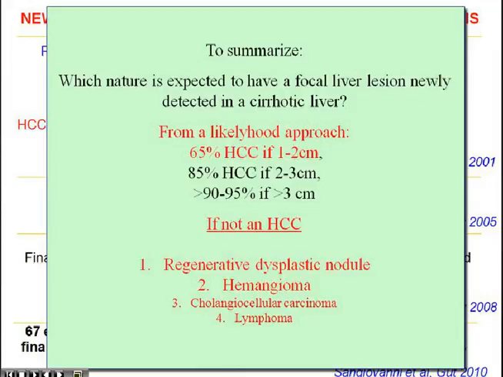So when you see a lesion, you should start from the point that this is a cancer. I have to demonstrate otherwise that this is not a cancer. I have to be certain. And finally, if it is not an HCC, it might be most likely a regenerative dysplastic nodule, less likely hemangioma, and even less likely cholangiocellular carcinoma or lymphoma.